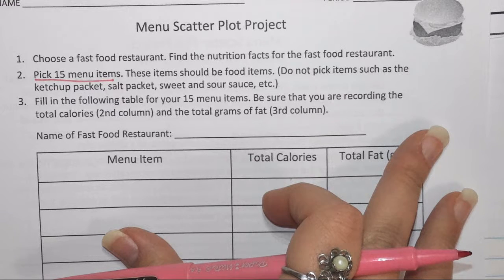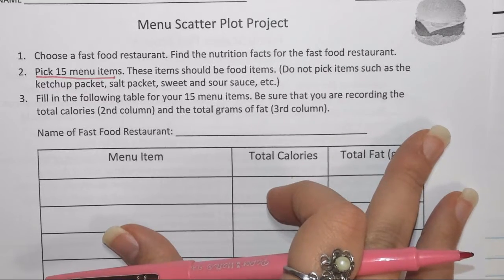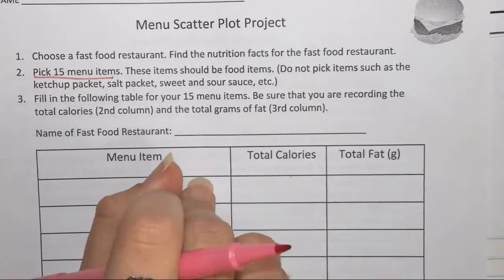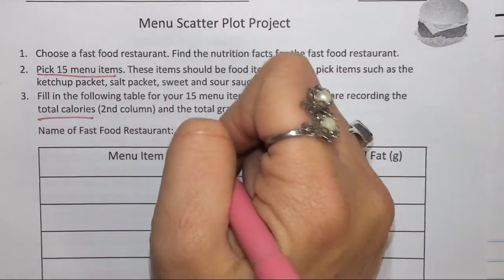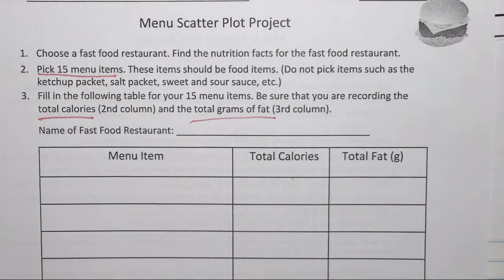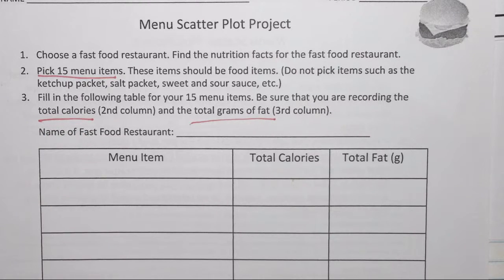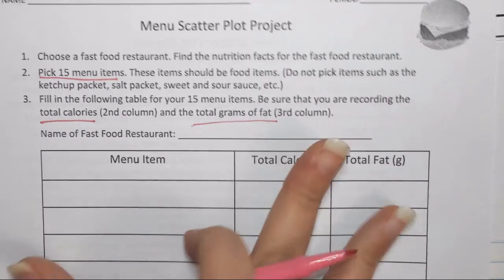What if your restaurant does not have 15? Alright, so then fill in the following table for your 15 menu items. Be sure that you are recording the total calories and the total grams of fat. Total calories and total grams of fat. Okay? You're going to fill that in here.